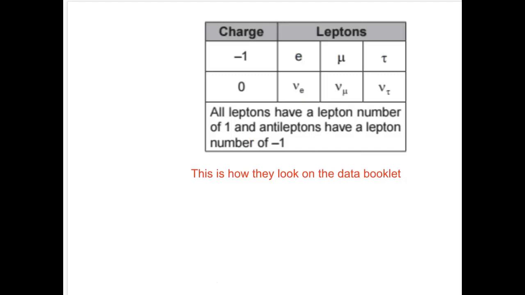Got that? This is the information that you get in the data booklet. As you can see here, these are the symbols for our 6 leptons. Here is the charge, which happens to be -1. All leptons have a lepton number of 1, and anti-leptons have a lepton number of -1. You get given that information, but also take into consideration that these antimatter particles would have a charge of +1.